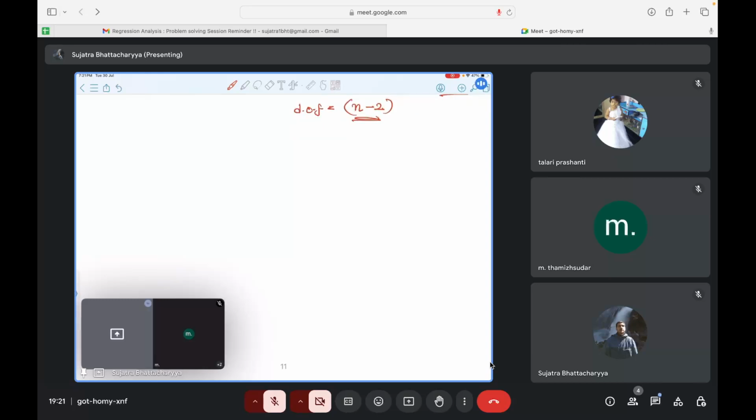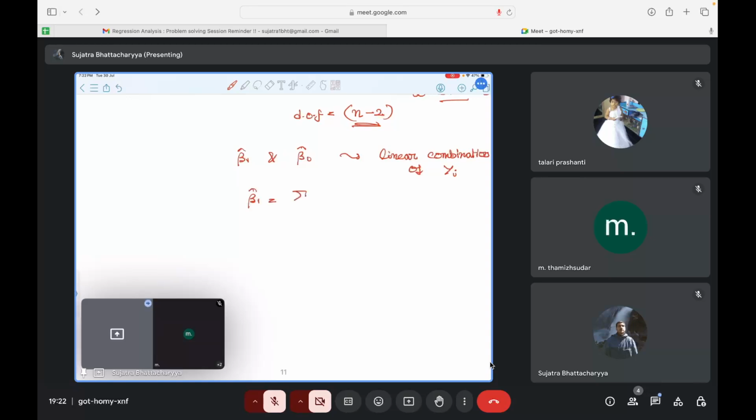Fine. Let's now quickly go towards the hypothesis part. Before that, one more thing is that this beta 1 cap and beta naught cap, these are all linear combinations of yi. Okay. I am not going to prove it, but let me show you.